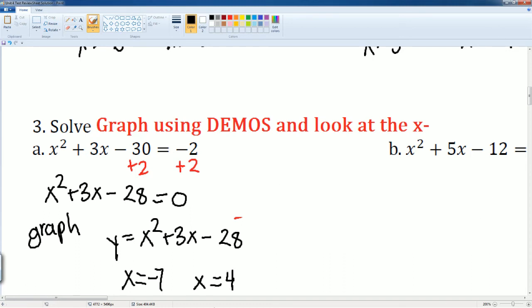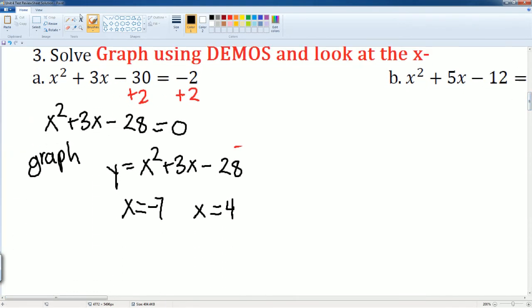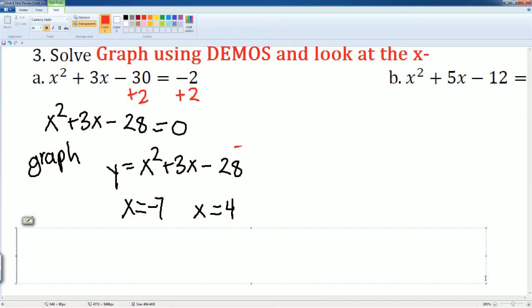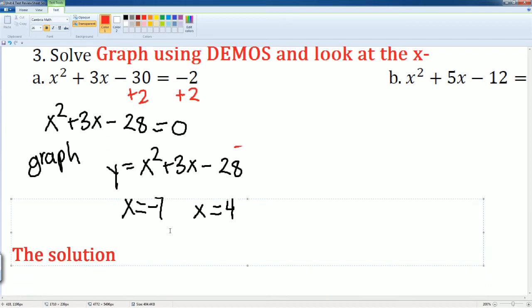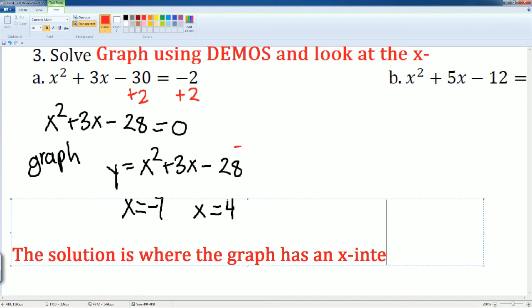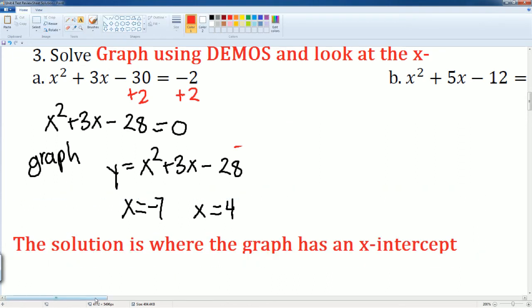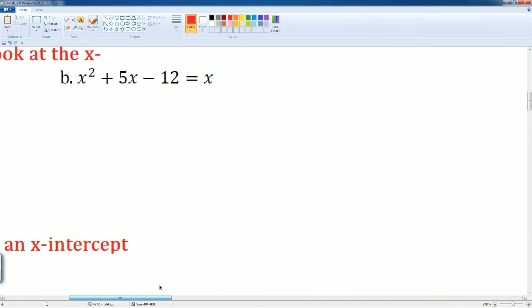Because I can write it here for you to understand it. The solution is where the graph has an x-intercept. There you go. Okay. So same thing like what we're going to do for B.